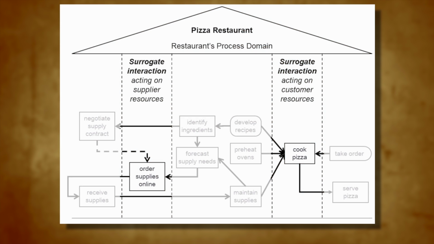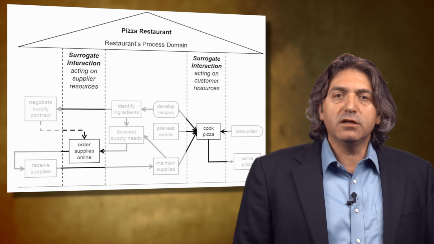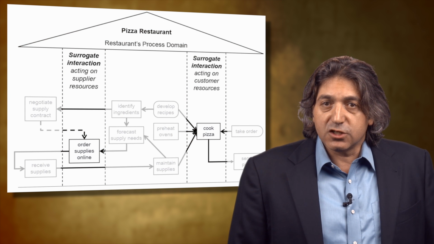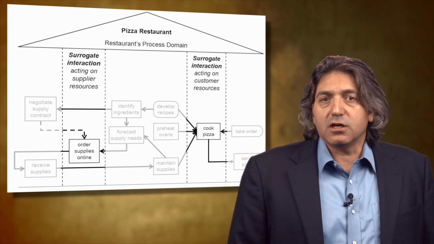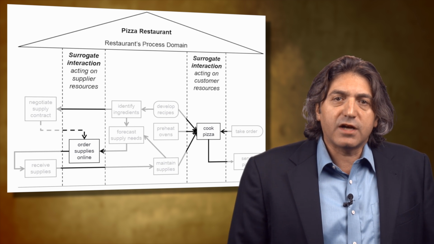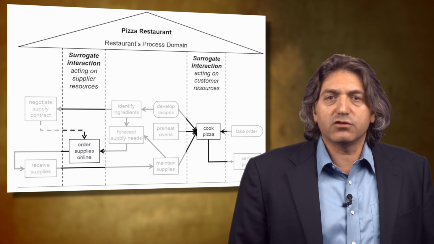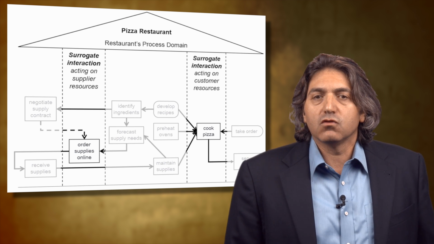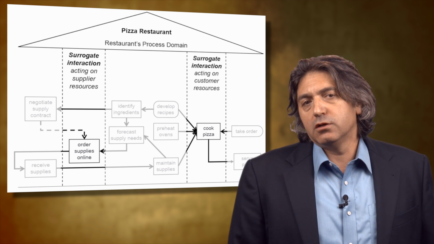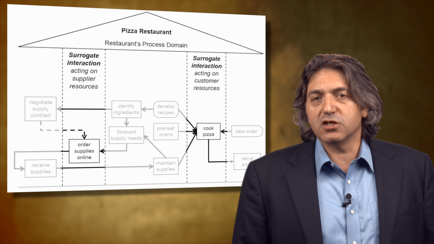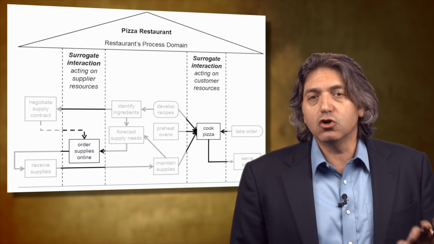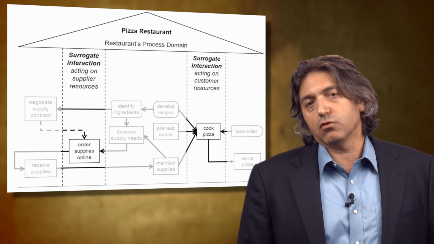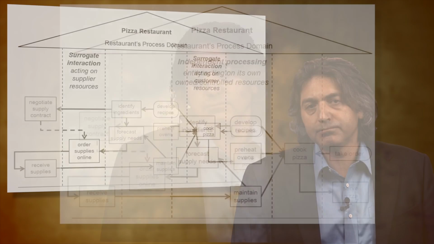Moving inward from the outside, the next region of the process domain is where the restaurant performs actions on behalf of or with resources or information gathered from customers or suppliers. On the right side, given information in the customer's order, the restaurant can actually make the pizza. On the left, given the contract and catalog from the suppliers, the restaurant can actually order supplies. This region of surrogate interaction does not really mean the pizza place is interacting with customers directly, but it means the pizza place couldn't do what it has to do without customer resources or customer information.